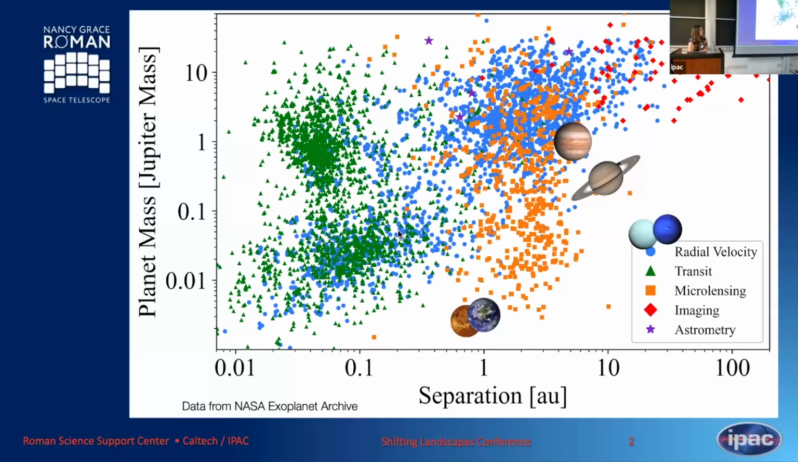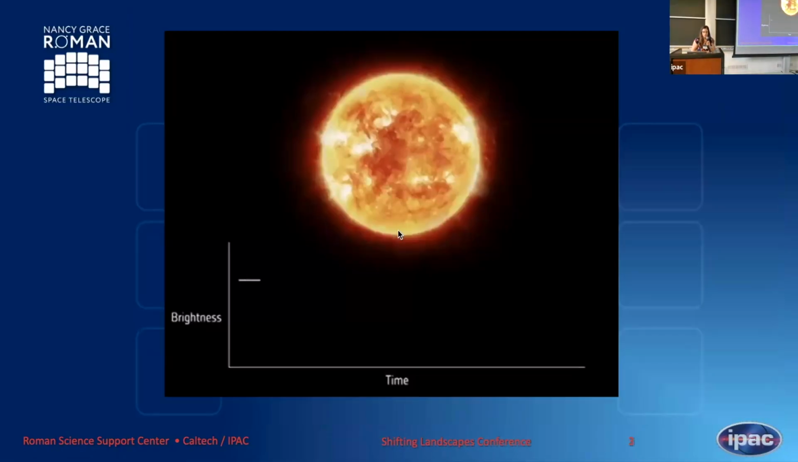So this is just to remind you how many exoplanets have been detected through all the different methods, and I'm going to focus on the transiting planets, just to give you a sense. There's thousands and thousands of planets that have been found through the different surveys, and there's a lot that we learn from these transiting planets.